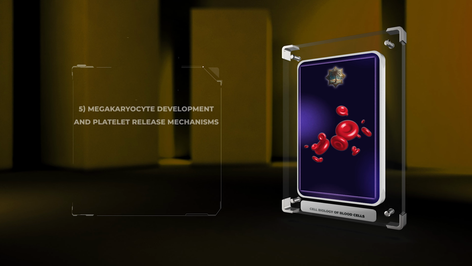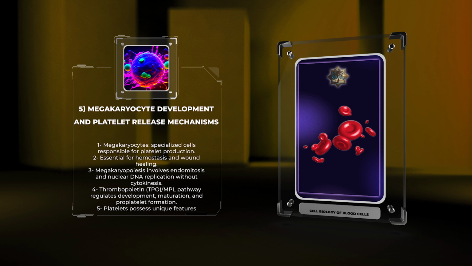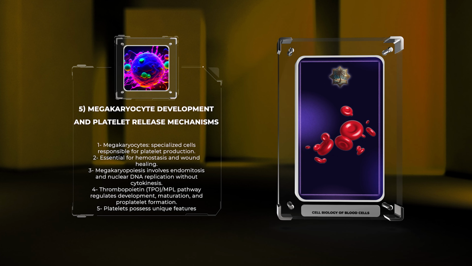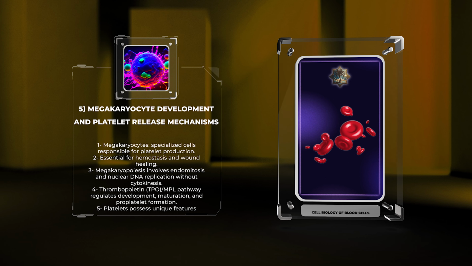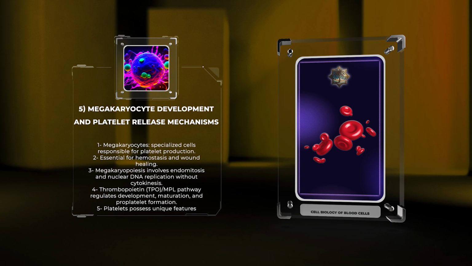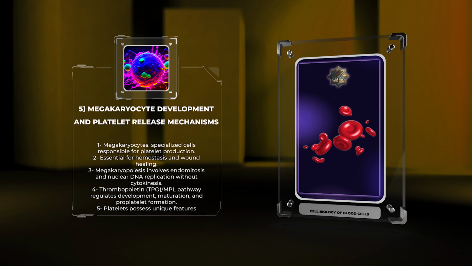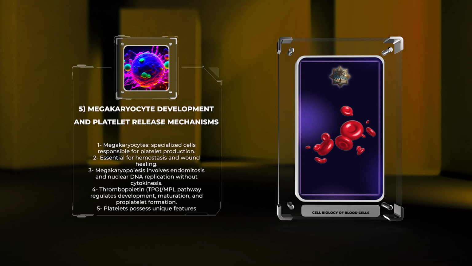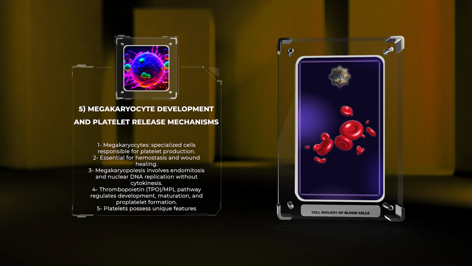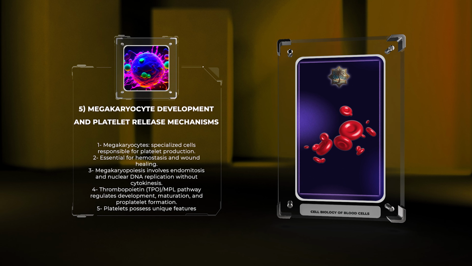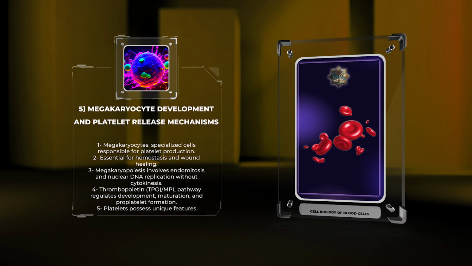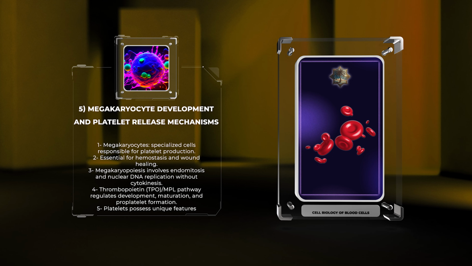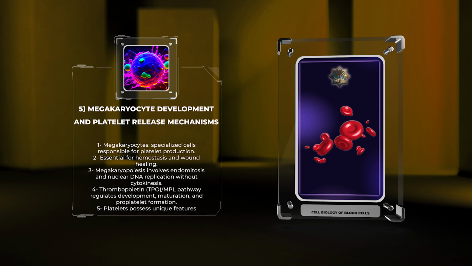Megakaryocytes are specialized cells responsible for platelet production, essential for hemostasis and wound healing. Megakaryopoiesis involves endomitosis, where nuclear DNA replication occurs without cytokinesis, resulting in the generation of giant polyploid cells. Specific signaling pathways, such as the thrombopoietin, TPO/MPL pathway, regulate megakaryocyte development, maturation, and proplatelet formation. Proplatelets undergo fragmentation in the bone marrow, releasing platelets into the bloodstream. Platelets, small enucleate cells, possess unique features enabling adherence, aggregation, and the initiation of clotting cascades to prevent excessive bleeding.